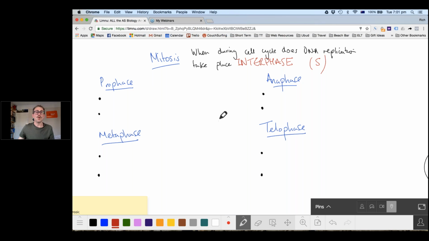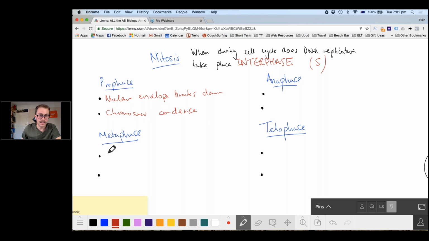Two bullet points for prophase. What does prophase involve? You need to know the characteristic features of these stages. So the nuclear envelope breaks down. Chromosomes condense or become visible. You may say the centrioles move to the poles. It's a minor point, but it could be a third point.